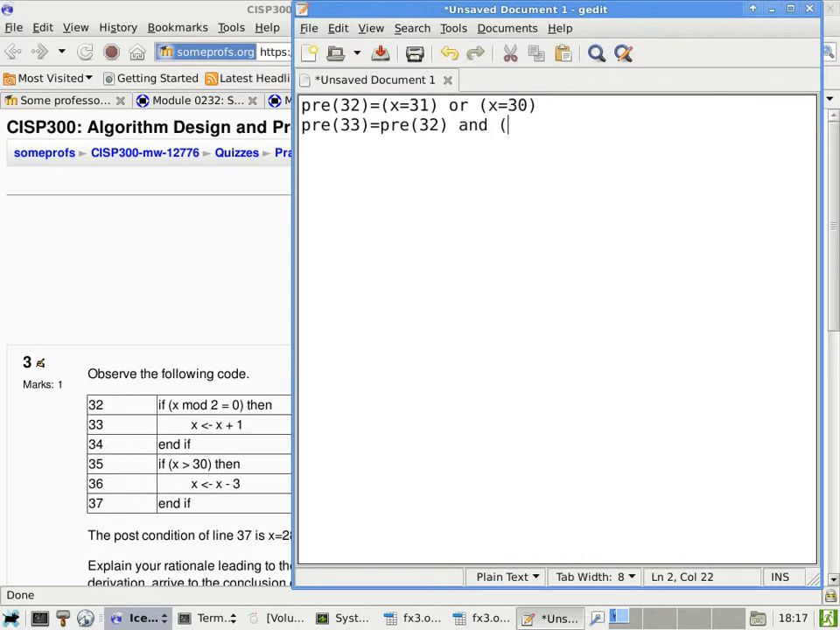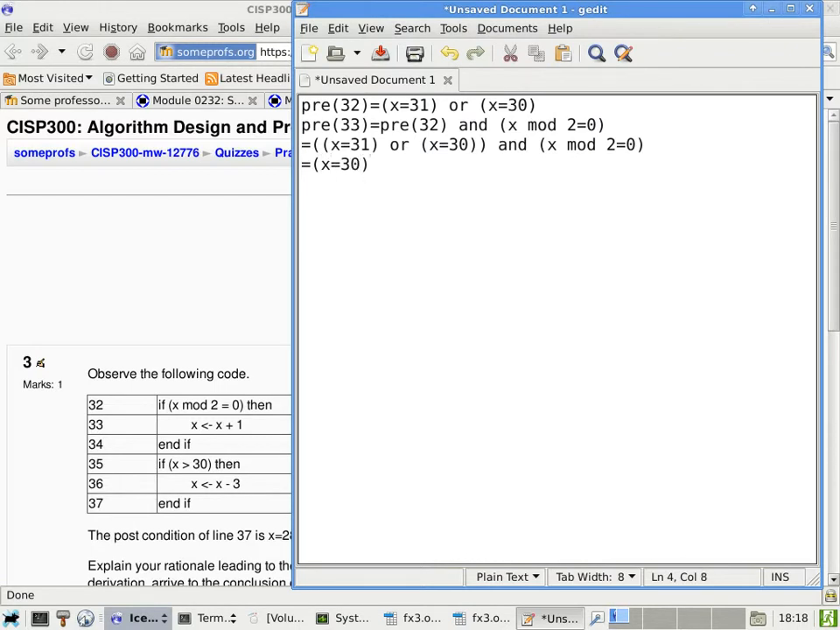At the same time, we also know that x mod 2 has to be 0. That has to be true because otherwise we would not be taking the true branch anyway. Is that okay so far? Why I have a conjunction of pre-32 and the condition of the conditional statement. So once you expand this, it becomes x equals 31 or x equals 30, and x mod 2 has to be 0. And that simplifies to x equals 30.